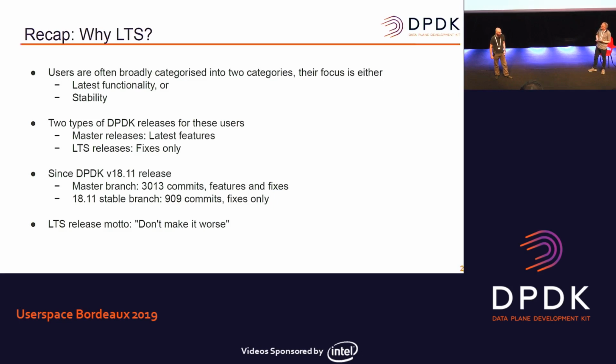And just to look at the number of patches since the DPDK 18.11 release. On the master branch, there's been over 3,000 commits, a mixture of features and bug fixes. On the 18.11 stable branch, 900 commits, fixes only. We don't have an official motto, but if we had a motto, it would be: don't make it worse. What we mean by that is, if a user has 18.11.2 and they move to 18.11.3, we have to make sure that there's no regressions there. If there's an existing bug in 18.11.2 and it doesn't get fixed till 18.11.4 or 5, that could be okay. But the main thing is we don't have regressions.